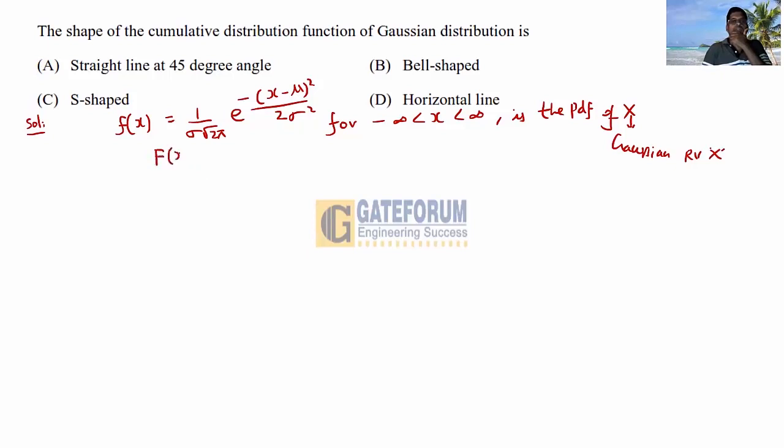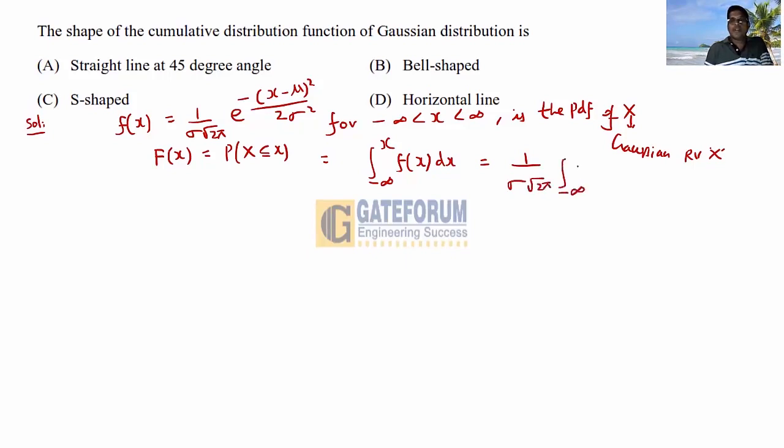Cumulative distribution function capital F(x) is equal to probability of X less than or equal to x, which is nothing but the integral from minus infinity to x of f(x) dx, which is nothing but 1 by sigma root 2 pi integral from minus infinity to x of e to the power minus of (x minus mu) whole square by 2 sigma square dx. So mu is the mean, sigma square is the variance of the Gaussian random variable. So we know that Gaussian distribution is bell-shaped.